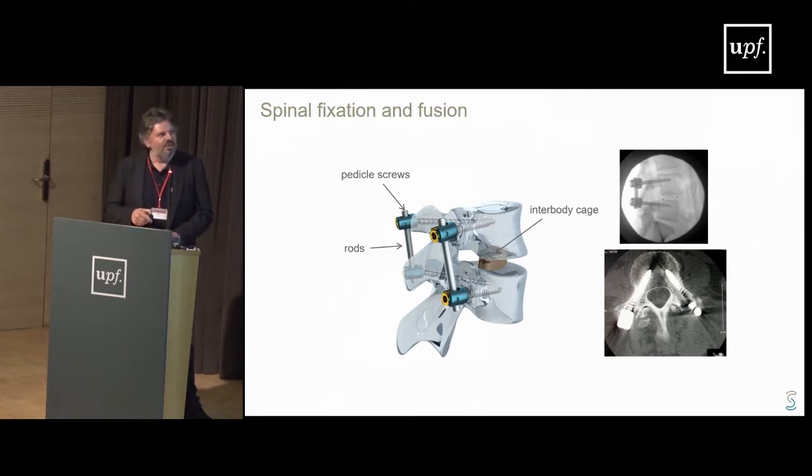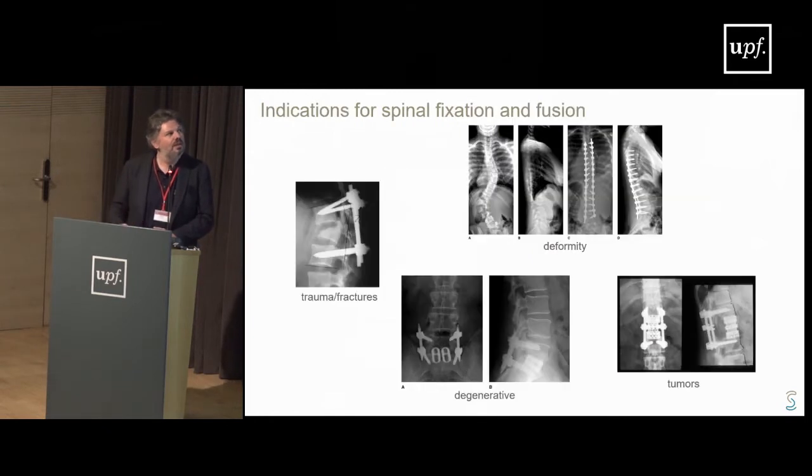And we also use cages. These cages can be filled with bone chips or with other materials, and they favor the growth of bone from one side to the other, so that this becomes a single block of bone. And spinal fixation and fusion can be used for the different pathologies. So you see an example here for trauma. This vertebra is broken, and we have a bridge fixation across the vertebra. That's a degenerative case. You see that the disc was removed, replaced with these cages, and then we have a fixation across the level. In a case of tumor, a vertebra was completely removed, replaced with a long cage, and then fixation.